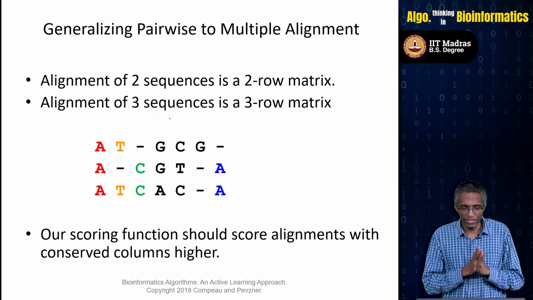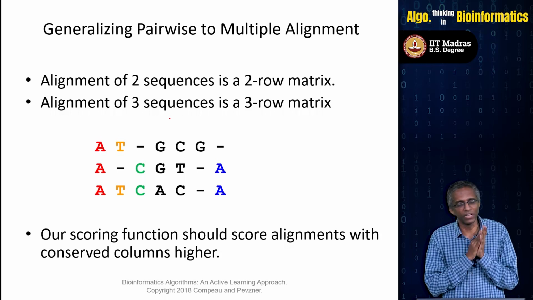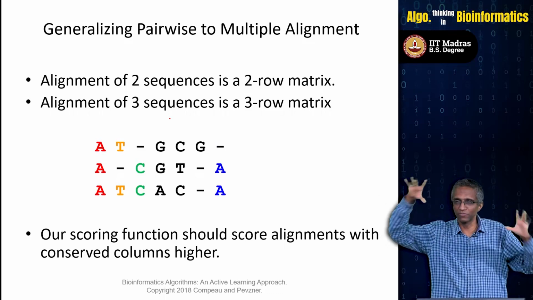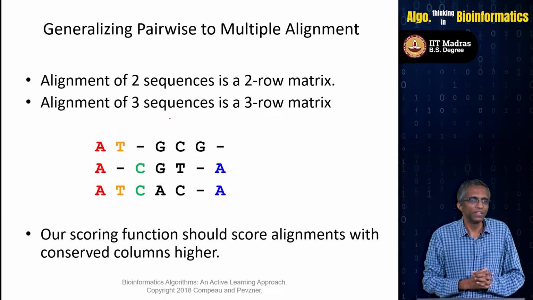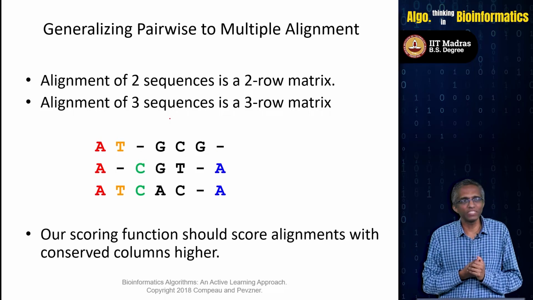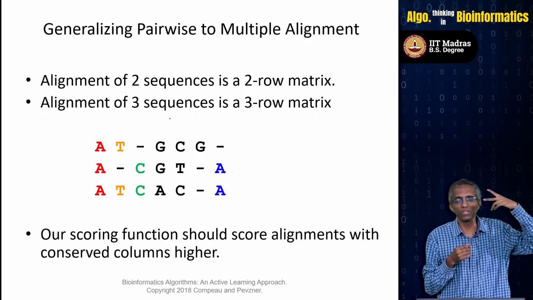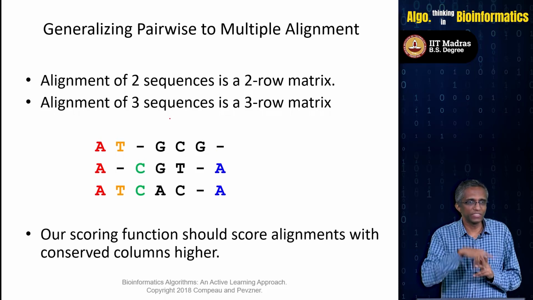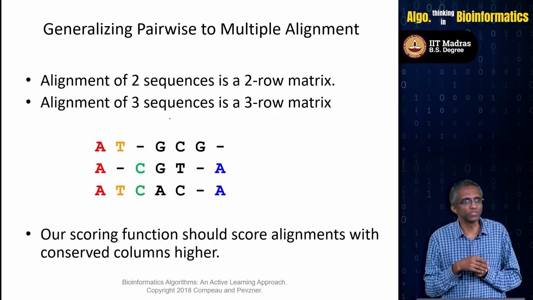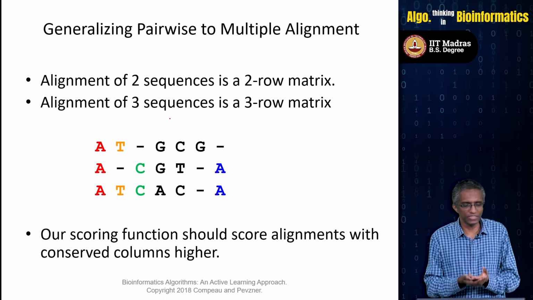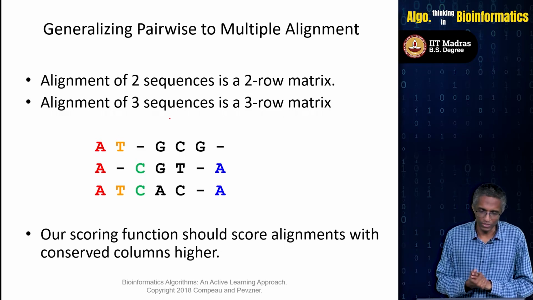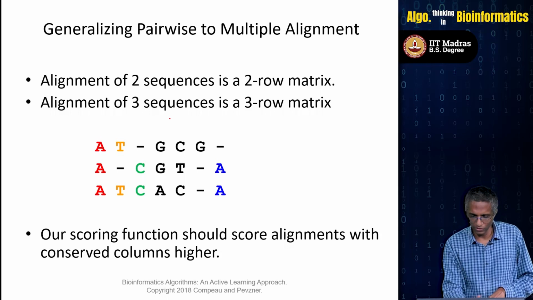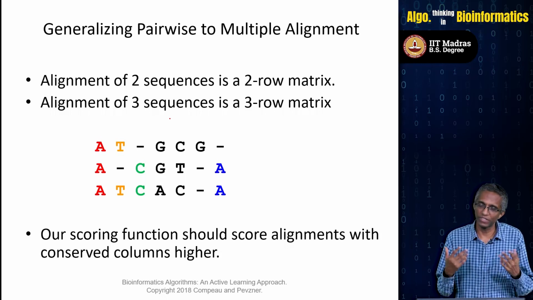Let's see how this alignment graph will look. The alignment graph for two sequences was a grid graph that could be drawn in 2D. For three sequences, you could generalize it to a cubic graph that you can draw in 3D, where each dimension corresponds to one of the sequences. That is a natural representation. Your alignment of three sequences, if you write it down this way, looks like a 3-row matrix, but the alignment graph will be a 3D graph.